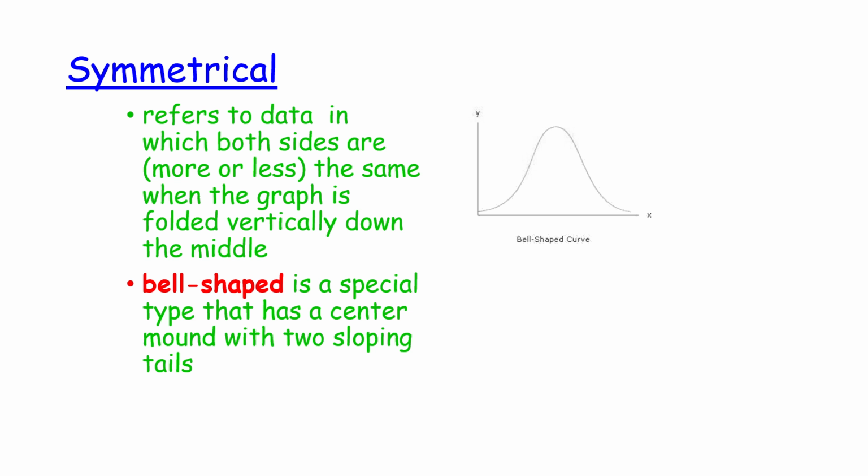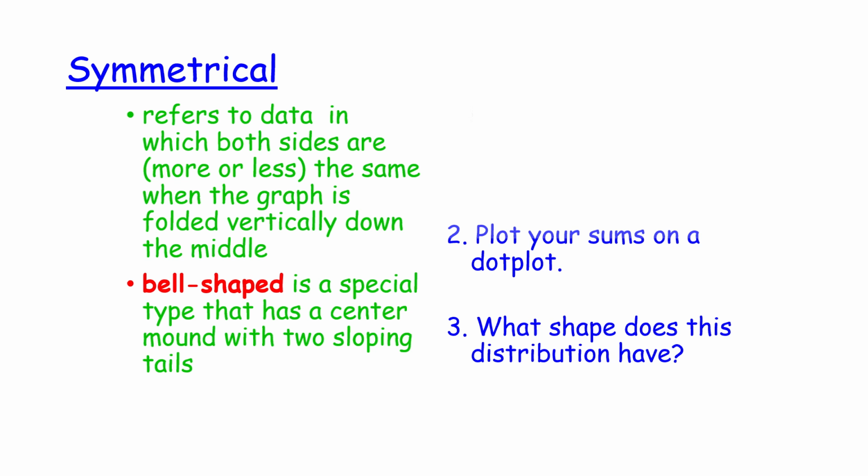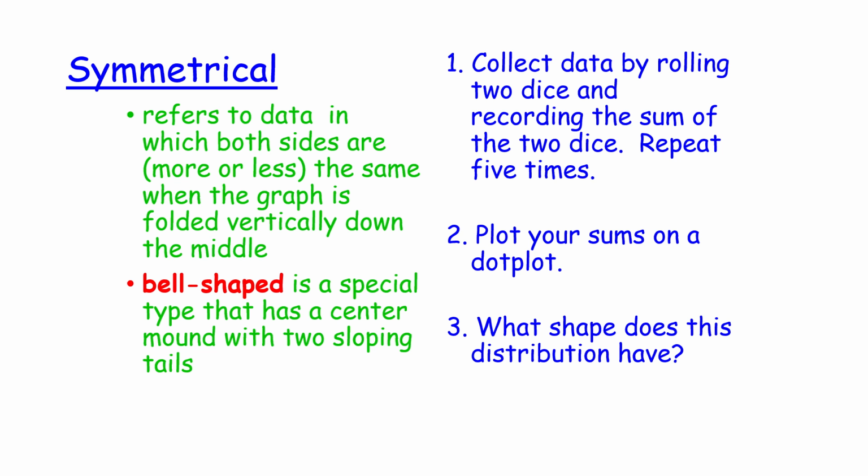So an example of a symmetrical would be if you were to collect the data by rolling two dice and recording the sum of the two dice, and you repeat that 5 times. Plot your sums on a dot plot. What shape does this distribution have? If you've got a couple dice, it's worth trying this and seeing what you come up with. Does it look symmetrical? Does it look like that bell-shaped curve that you just saw?